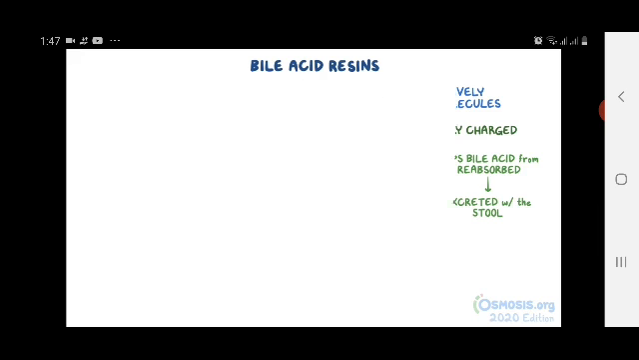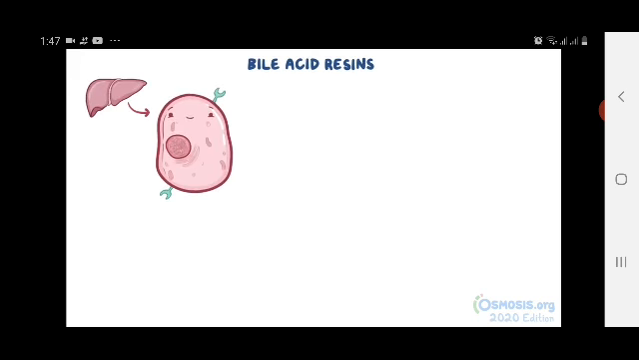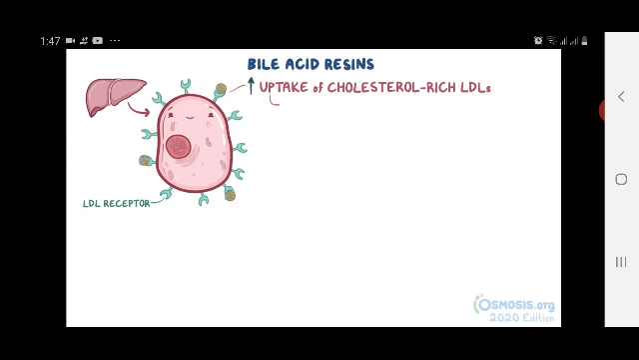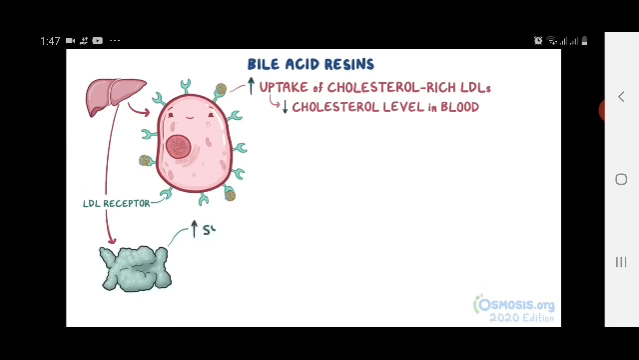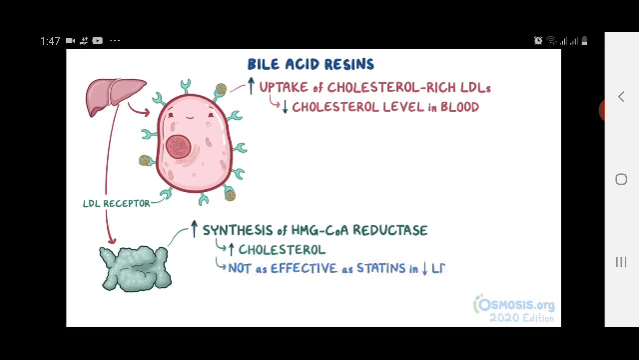To get more cholesterol from the rest of the body, the hepatic cells increase the number of LDL receptors on their surface, which facilitates the uptake of cholesterol-rich LDLs, thus further lowering cholesterol levels in the blood. However, the liver also increases the synthesis of HMG-CoA reductase, which synthesizes more cholesterol. This means that these medications are not as effective as the statins in decreasing LDL cholesterol, since statins increase the LDL receptors and inhibit HMG-CoA reductase. So bile acid resins are usually used together with statins.